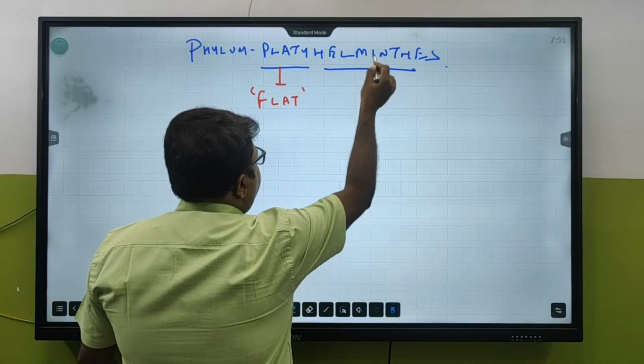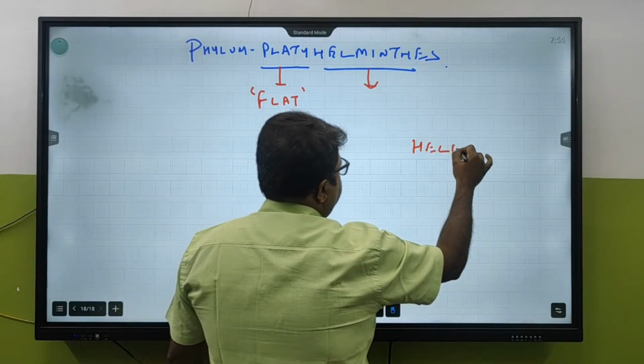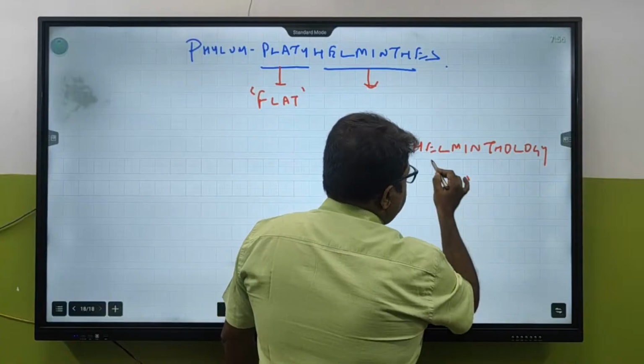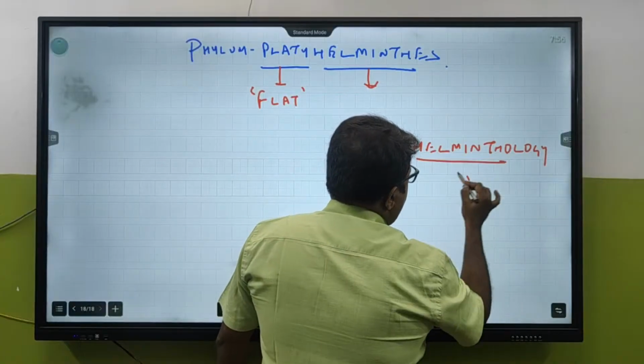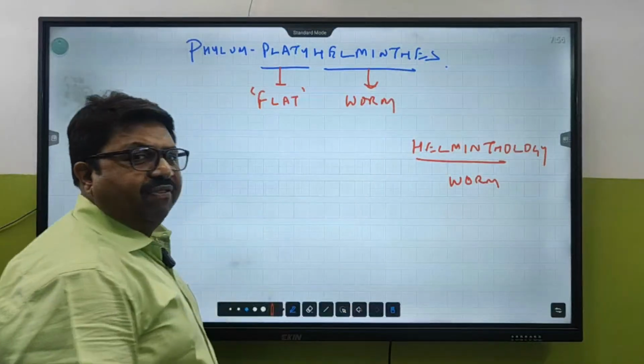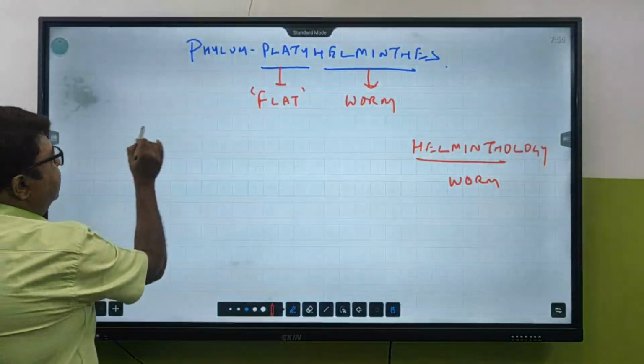What is helminth? The study of worm is called helminthology. So what is worm? Helminth means worm. So they are flat worms. So basically what kind of flat are they?